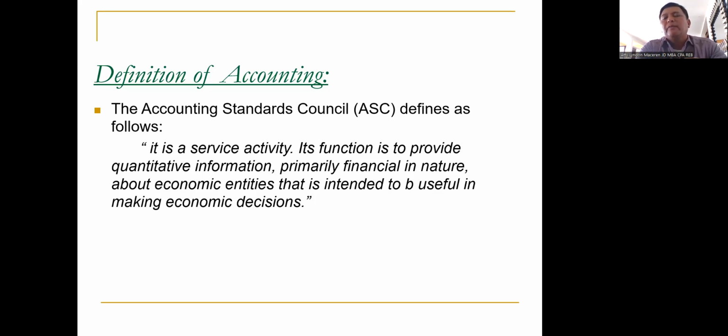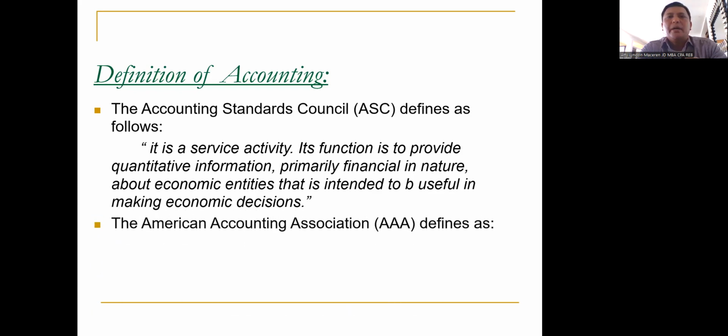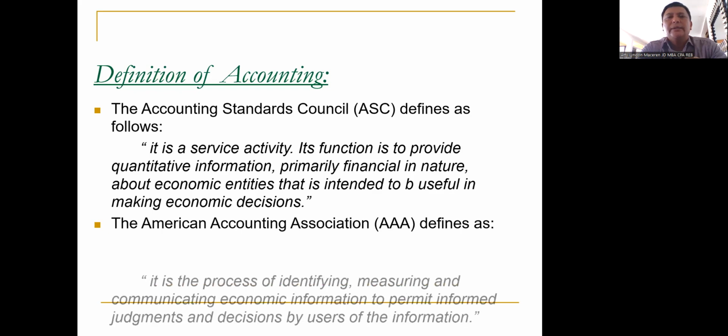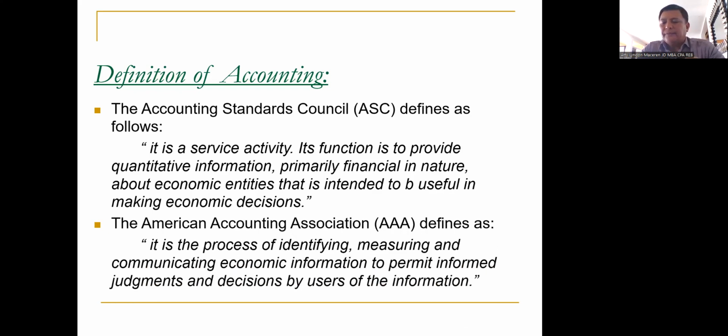Okay, and the information being provided is quantitative, meaning it is in quantity or in numbers. And it is financial, meaning it is money. Another group called the American Accounting Association defines accounting as a process of identifying, measuring, and communicating economic information to permit informed judgments and decisions by users of the information.